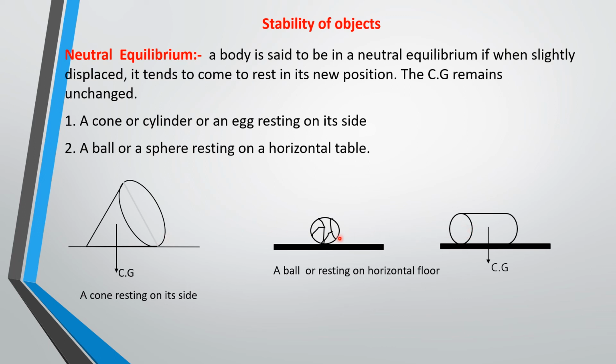Even if you roll this ball, it will just be rolling like that. If you roll this cone, it will roll just like that. Then the same thing with this. All right, so these are examples of neutral equilibrium.